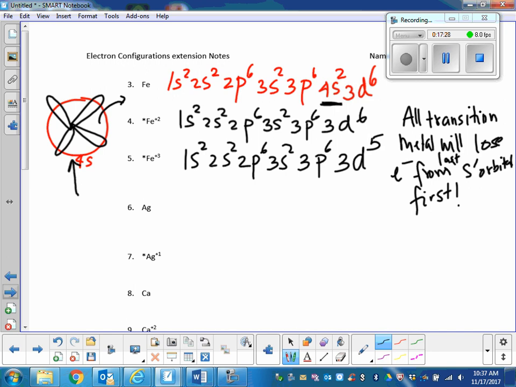Okay? Let's write silver's electron configuration. Let's write the noble gas configuration for silver. What is it? Krypton. What is it? 5s2. Silver is an exception. So what is the electron configuration? 5s1, 4d10. Isn't it an exception?